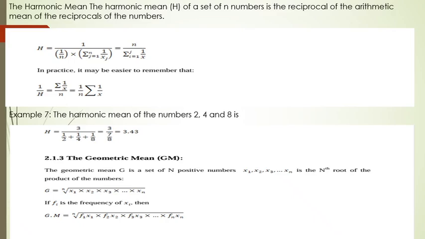Another example: if a car travels the same distance at speeds of 40 km, 60 km and 80 km, which are our xi, what is the harmonic mean of the speed? It will be n all over the sum of 1 all over xi, which is 3 all over 1 over 40 plus 1 over 60 plus 1 over 80, which will give us 3 over 0.0542. So it should be 55.3505, approximately 55.4.